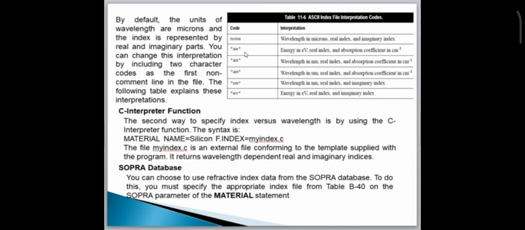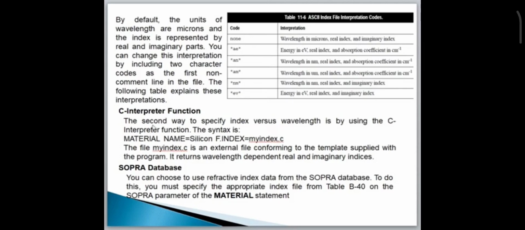If you are using AE in the code, then the energy in electron volt, real index and absorption coefficient per centimeter. If you are using the code AN, then the wavelength in nanometer, real index and the absorption coefficient per centimeter. If you are using the AM code, then the wavelength in micrometer, real index and the absorption coefficient per centimeter. If you are using the NM code, then the wavelength in nanometer, real index and the imaginary index. If the code is electron volt EV, then the energy in electron volt, real index and the imaginary index.